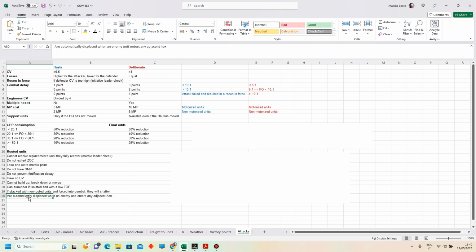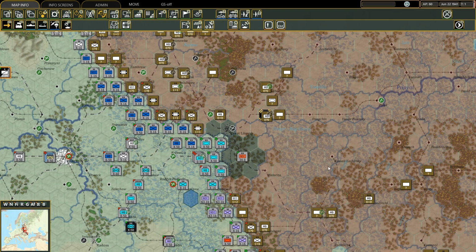So yeah, keep this in mind, especially if you are playing as the Soviets on the Grand Campaign. On turn 1 of the Grand Campaign you will have plenty of routed units and they do have all these problems. And the last thing is the so-called zone of control.